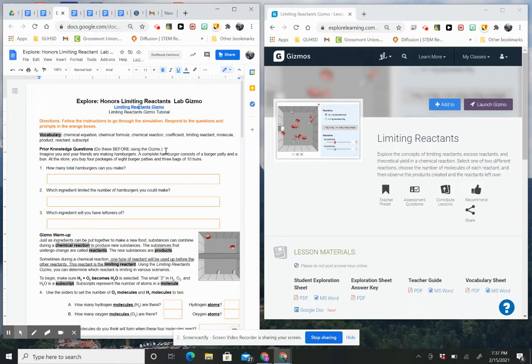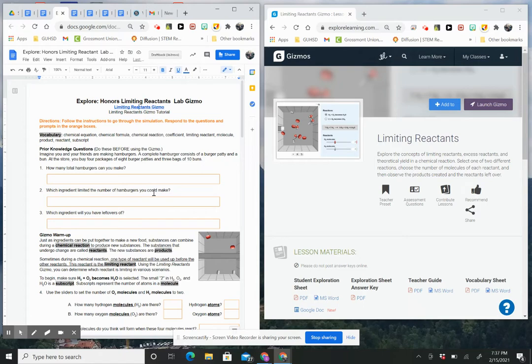So, the first thing that you're going to do is answer these questions about hamburgers. If you go to the store and you purchase hamburgers, you purchase a certain number of burgers and a certain number of buns. So, it says you purchase 4 packages of 8 burger patties. Each package has 8 patties. And then you purchase 3 bags of 10 buns. So each bag has 10 buns each.